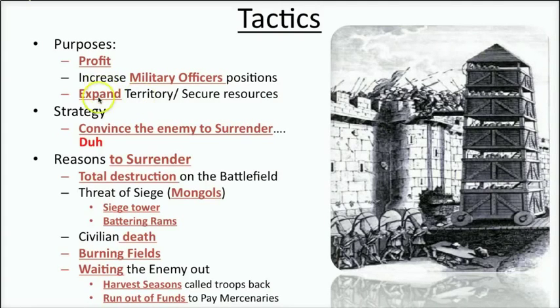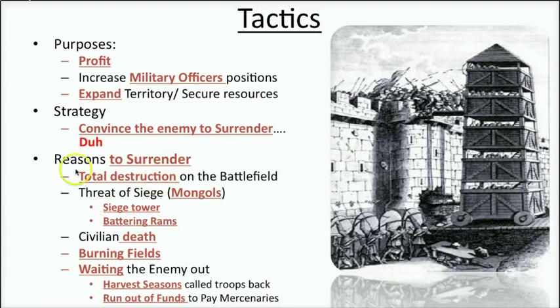Of course, the strategy in any tactic that you use is to convince the enemy to surrender. And I kind of say, duh, I mean, that's what you want to do. But a lot of people think in warfare, the objective is to kill the enemy. And that's not the case. You want them to surrender. You want them to give up so you can take from them whatever it is you're trying to take.